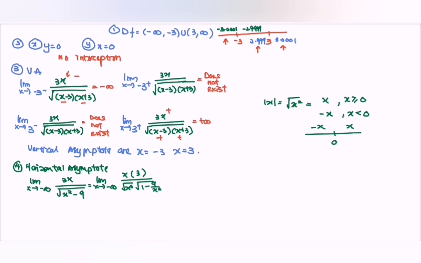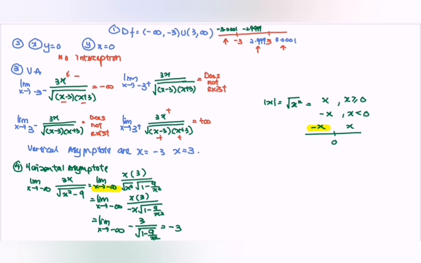So for this case, as x approaches negative infinity, meaning towards the left, we have to make use of the negative x. So the limit when x approaches negative infinity, we have x multiplied with 3 over negative x multiplied with the square root of 1 minus 9 over x squared. So we can simplify: the limit when x approaches negative infinity, we have negative 3 over the square root of 1 minus 9 over x squared. So based on the situation, we have negative 3 as x approaches negative infinity.